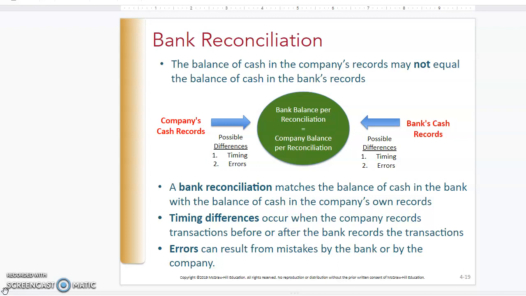When you account for all of the differences between the books and the bank, then you have a reconciled cash balance. That's what the cash balance in the books should be after you make the required adjusting entries.